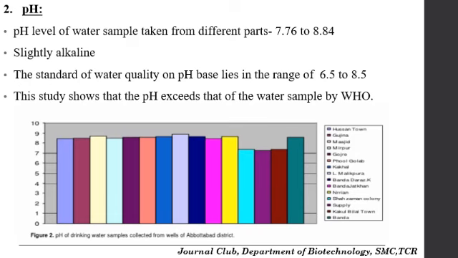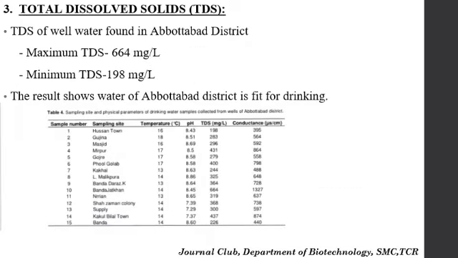TDS, total dissolved solids. Maximum TDS found in Abbottabad district well water is 664 mg per liter and minimum TDS is 198 mg per liter. As the TDS range set by WHO for drinking purposes is 500 mg per liter, the results show that water of Abbottabad district is fit for drinking in terms of TDS.